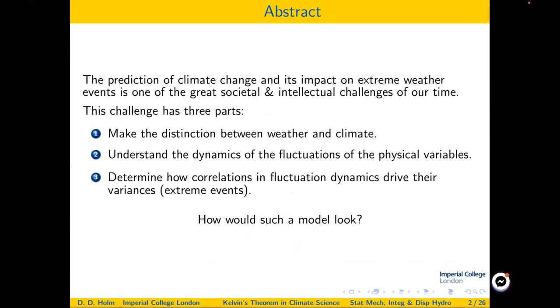How's this going to work? The prediction of climate change and its impact on extreme weather events is one of the great societal and intellectual challenges. This challenge has three parts. First, we have to be able to distinguish between weather and climate. Then we have to understand the dynamics of the fluctuations of the physical variables. And then we have to determine how the correlations in the fluctuation dynamics will drive the variances of the statistical description. Of course, if the variances are increasing, then the probability for extreme events is increasing. How would such a model look?